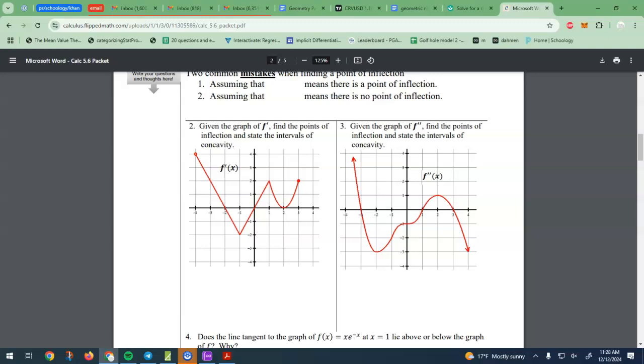Think about, we know that if the second derivative is positive, that means f of x is concave up. We're looking at the second derivative graph, so where it's positive is just above the axis. So f of x is going to be concave up whenever the second derivative is positive, or whenever the second derivative is above the axis. So negative infinity to -3 and 1 to 3. F of x is going to be concave down whenever the second derivative is negative.